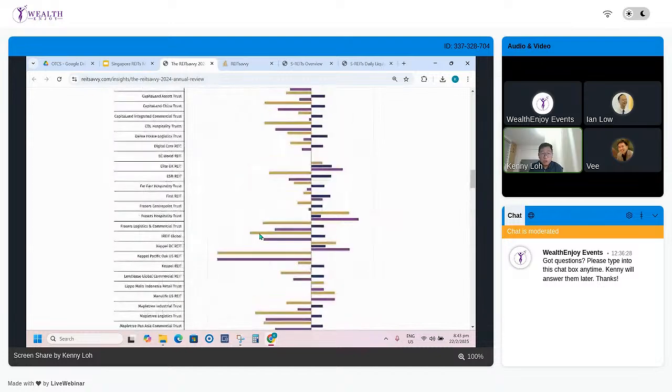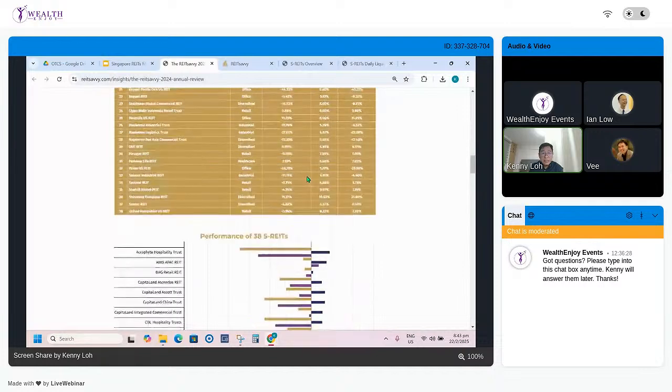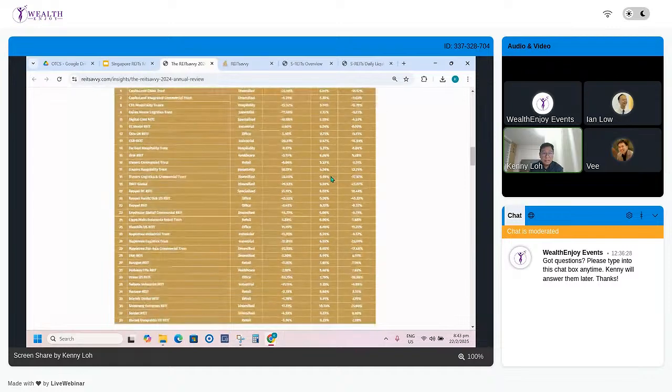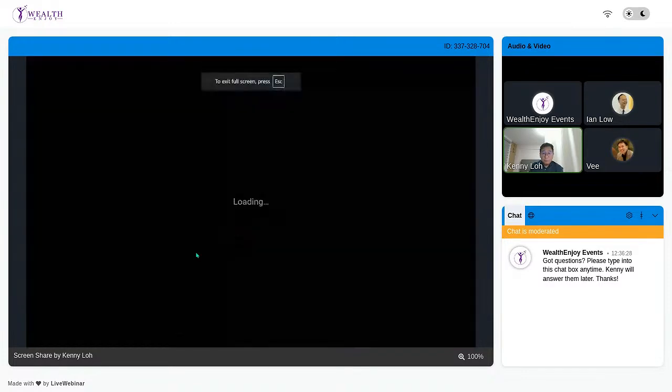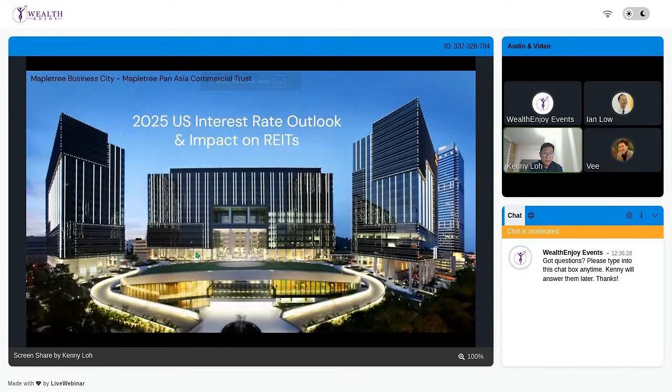If you want to look at the individual REITs, you can go to this blog post itself. This analysis will show the whole year capital gain or loss, plus all the dividends, and also show the total return for each of the 38 REITs in Singapore. So this is a snapshot of the S-REIT performance in 2024. I'm not going through all the details. You can go to the blog post and take a look.